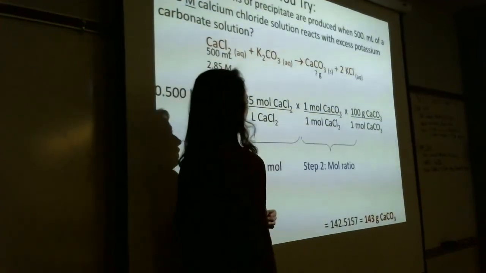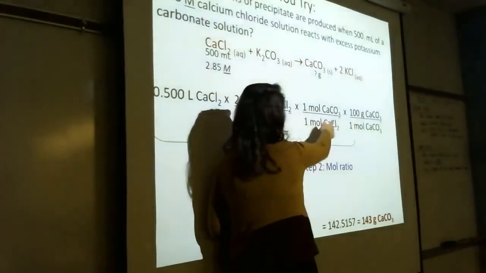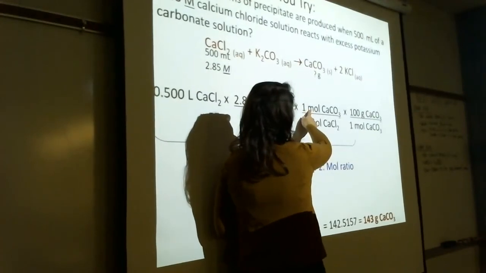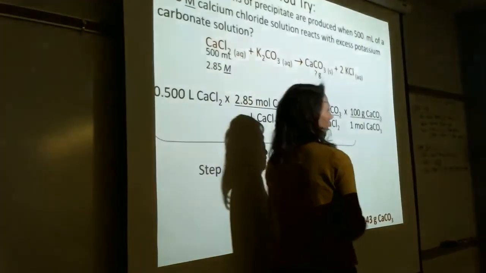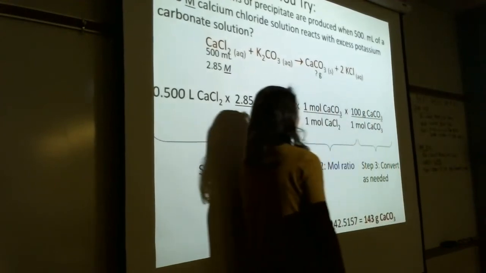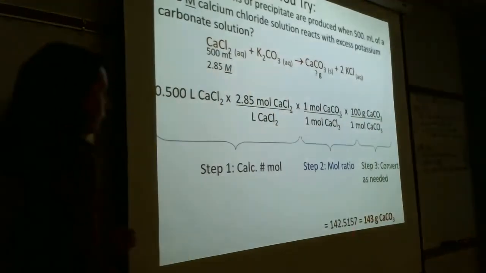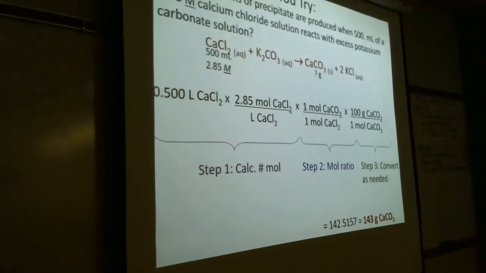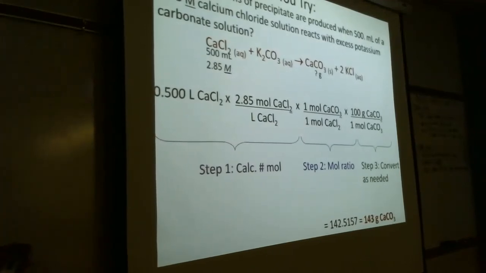Now we're doing mole ratio, which is 1 to 1, so moles of calcium chloride cancel. I'm left with moles of calcium carbonate. Starting to run out of room, so I just rounded my molar mass to 100, converting moles to grams. I got 143 as my final answer. Did you? 143?